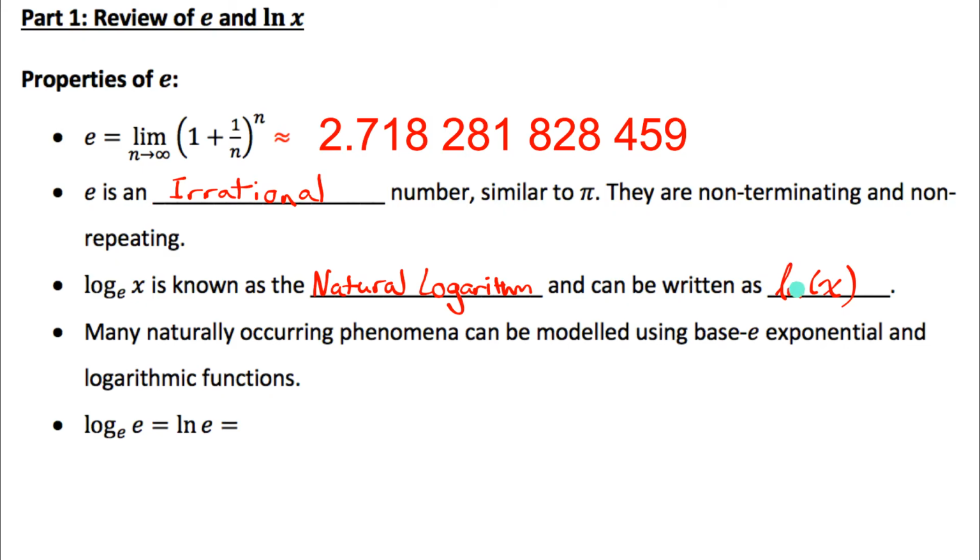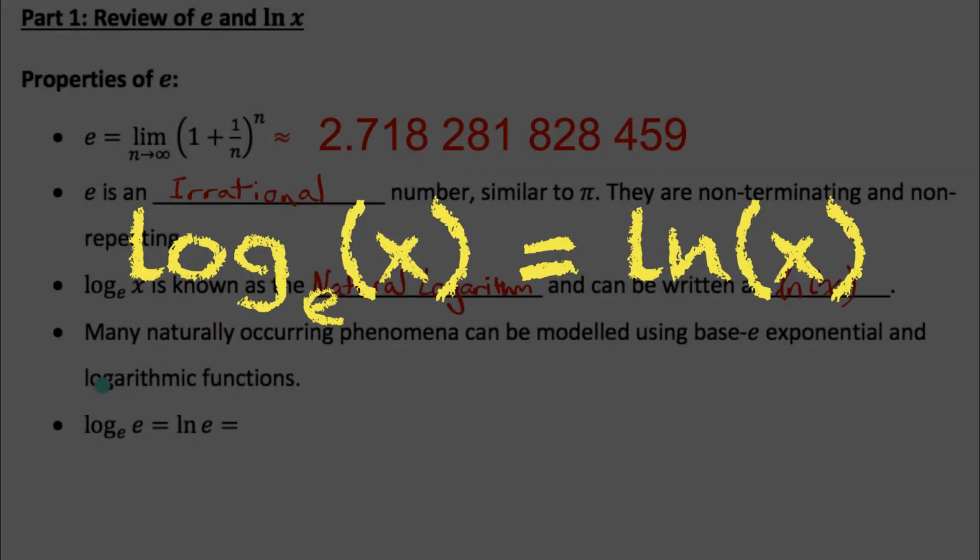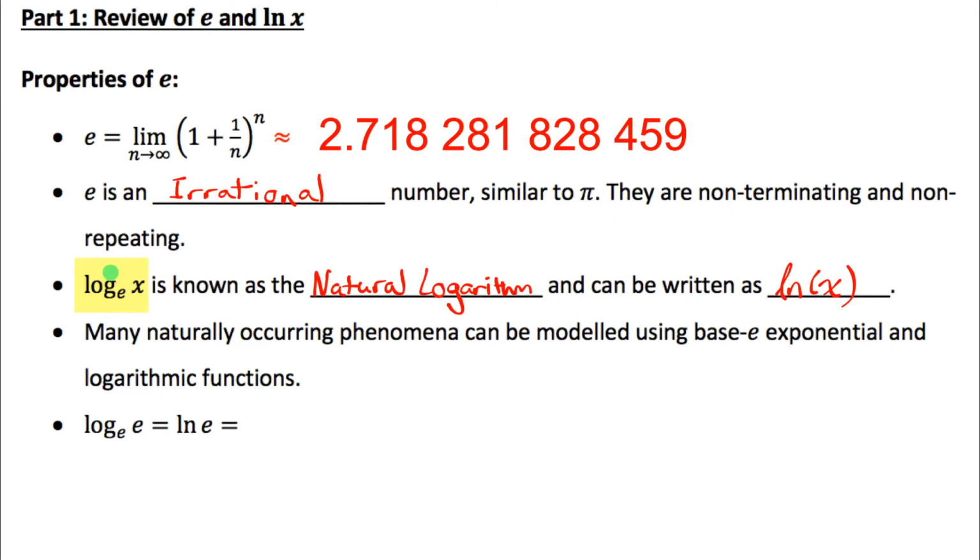So if you see ln of x, think of the letters L and N, standing for natural logarithm. We know that it's a log where the base of that log is e. So log base e of x is equal to ln of x. They mean the same thing. Many naturally occurring phenomena can be modeled using base e exponential and logarithmic functions. And we'll do a few examples of those in this lesson.